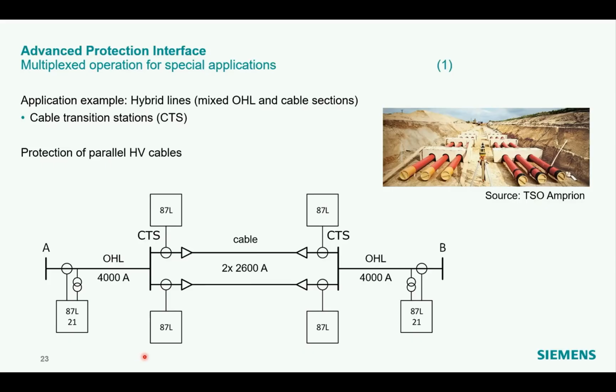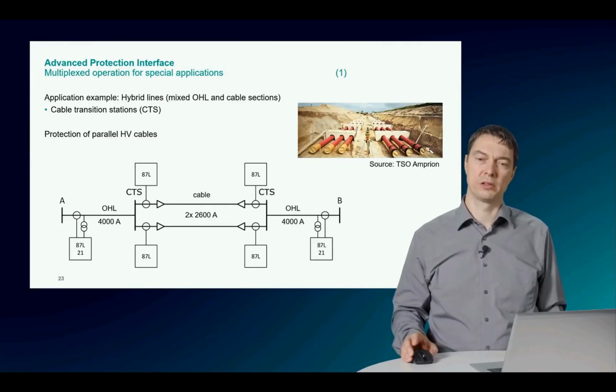In this particular example, you have a section of overhead line which comes to such a cable transition station, CTS, where you will go to underground cables. Due to the loading of the overhead line of 4000 amps nominal current, you need 2 sets of cables to transmit the power. And here we have an application example for using this multiplexing of the protection interface.